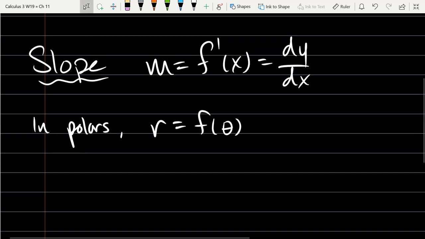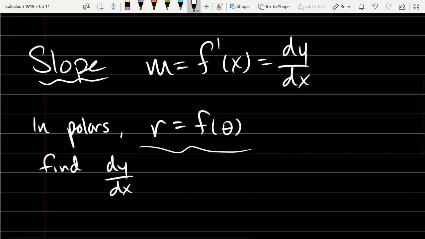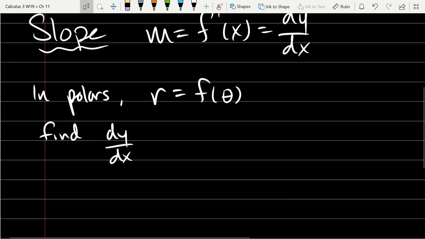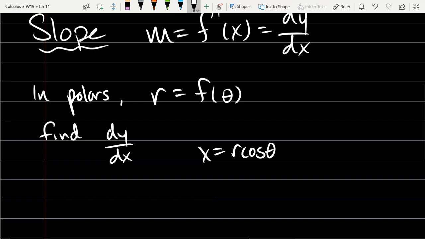So let's look at how in the world do we get dy over dx. So what is one issue? If I want dy over dx, what's the problem with what we're starting with? There's no y's or x's. No y's or x's, so that's a serious problem. So how do we turn r's and thetas into x's and y's? Using the equations. So we got a couple equations. Let's start with our x equation. R cos theta. So yeah, we have x equals r cos theta.